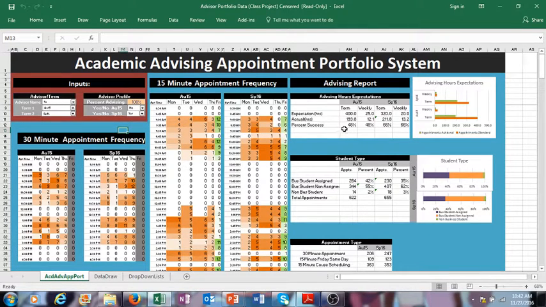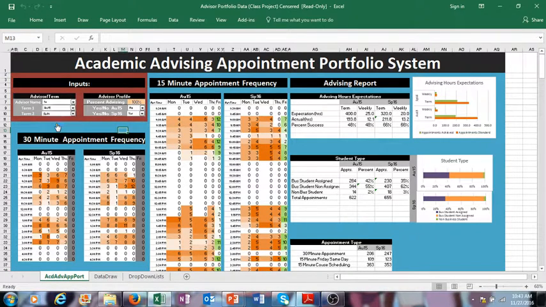Down below, it's going to show the percent of success, so how well that advisor is reaching that expectation. So for this particular advisor, they are reaching 48% success in autumn and 66% success in spring. This can also be shown over here in the graph, where the orange bar is expectation and the green bar is realization. This will also change based on which advisor we're looking at.